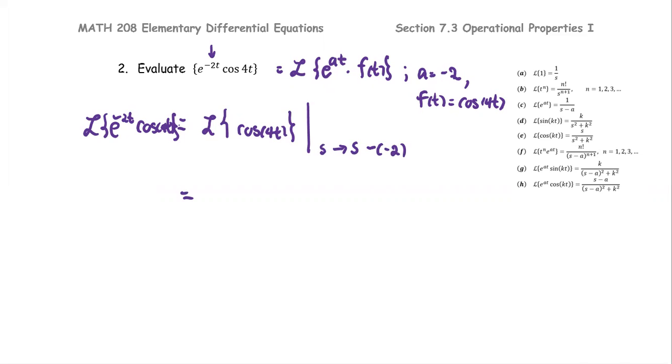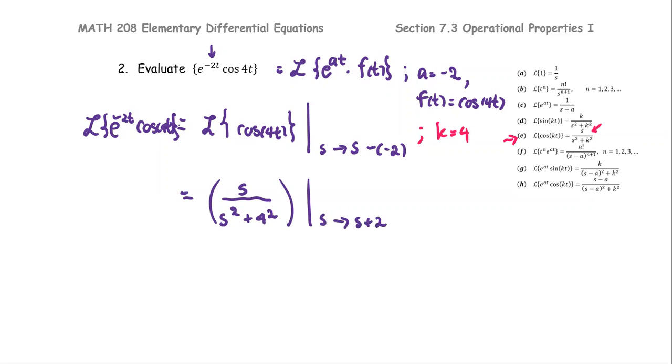The Laplace of cosine kt, as in the theorem on the right side, has s as the numerator over s squared plus k squared. For this problem, k is 4. So the Laplace of cosine 4t is s divided by s squared plus 4 squared. Then we shift s to s plus 2. The result is s plus 2, with s replaced by s plus 2, divided by the quantity s plus 2 squared plus 16.